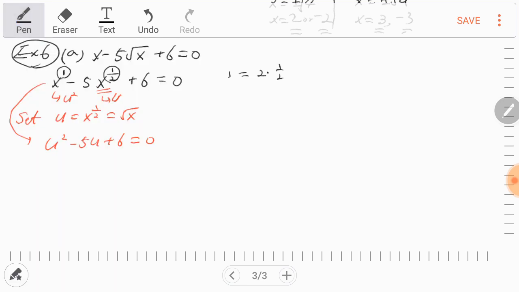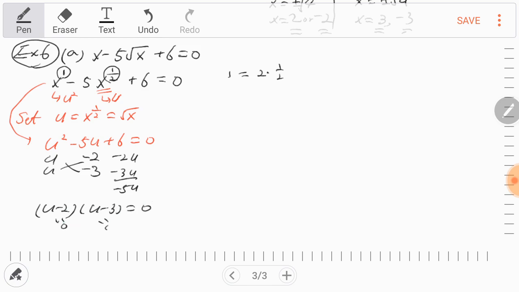From here we can factor the trinomial. u times u, and 6 is 2 times 3, both negative, because the sum of negative 2u and negative 3u is negative 5u. So the left side of the equation is (u minus 2) times (u minus 3) is equal to 0. Then u equals 2 or u equals 3.